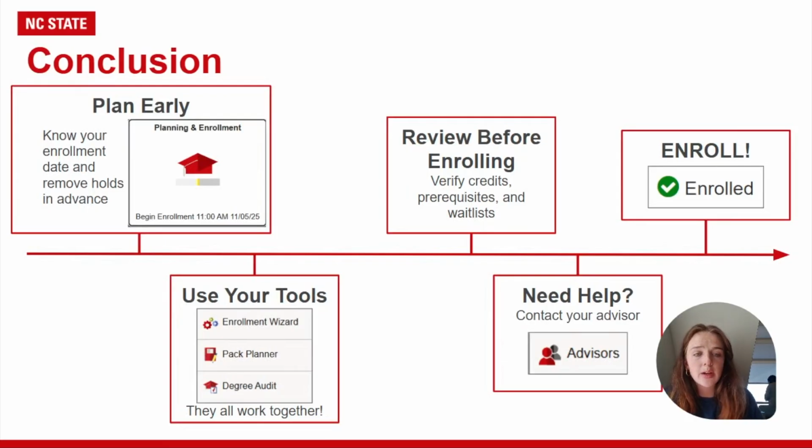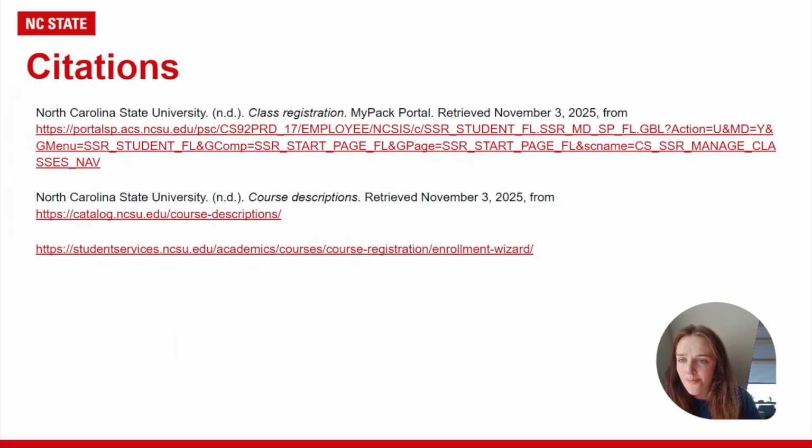Successful enrollment really comes down to four things: planning early by checking your enrollment date and clearing holds, using tools like the planner and degree audit to stay organized, and reviewing everything before enrolling to avoid surprises. And make sure to reach out for help if you get stuck. Once that's done, you're ready to hit enroll and secure your classes for the semester.